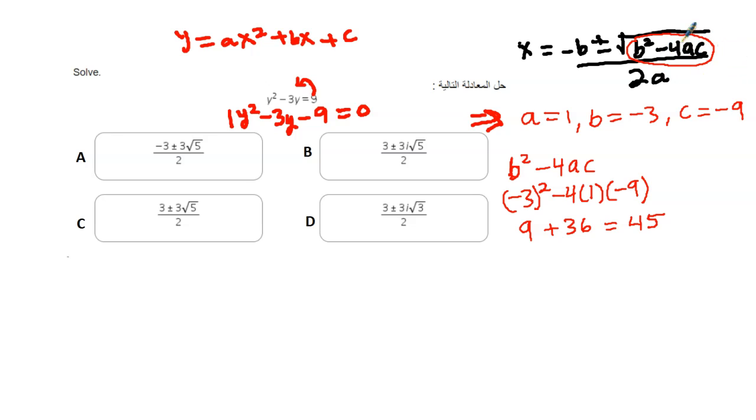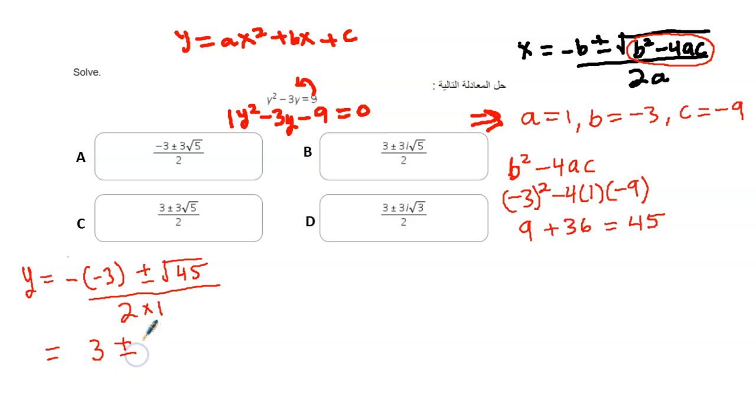Now we plug everything into the formula. Since it's y, we say y is equal to negative b, and b is negative 3, so negative negative 3, plus or minus the square root of b squared minus 4ac, which we found is 45, divided by 2 times 1, because a is 1. Negative times negative becomes positive, so we have 3 plus or minus the square root of 45.